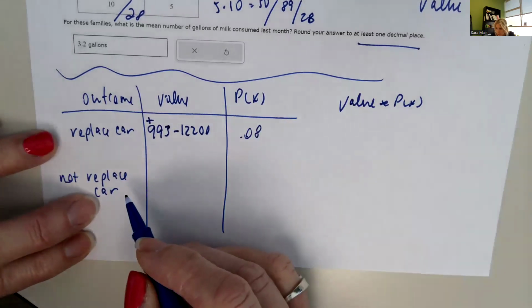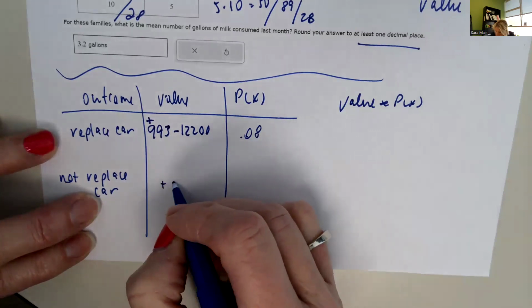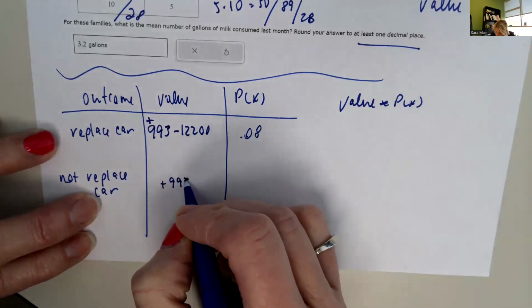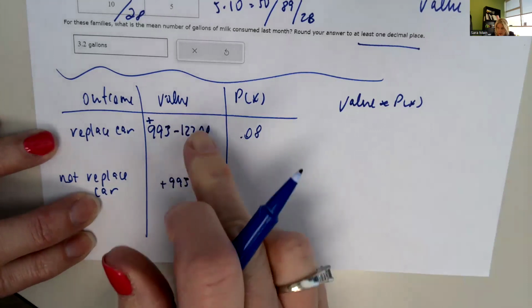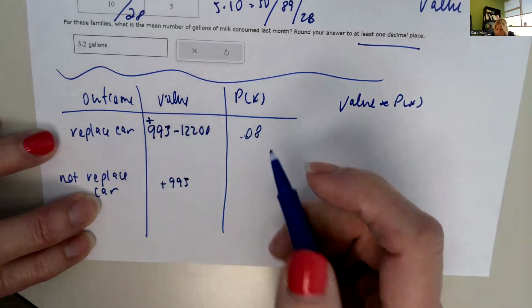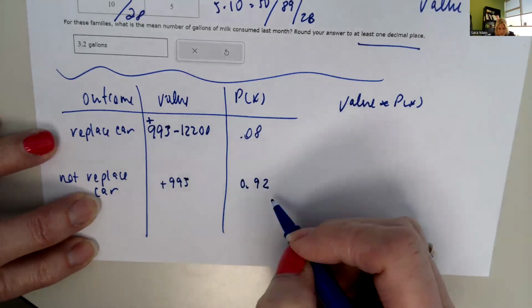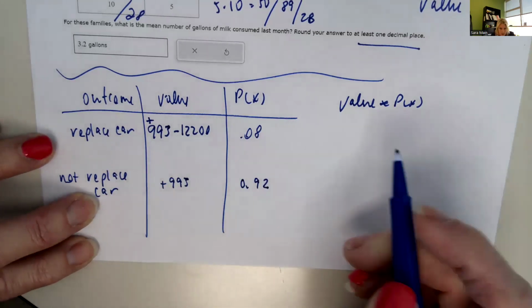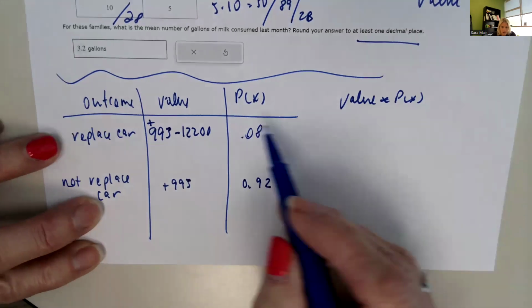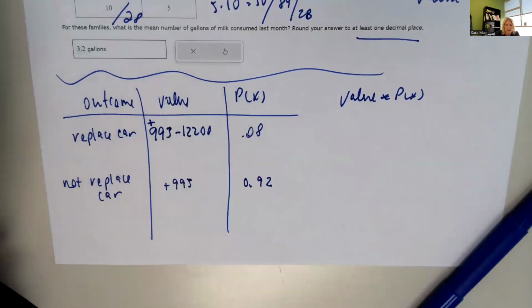And then if they don't have to replace the car, they have a profit of that 993 because they didn't have any cost of replacing the car. They didn't have to. And that likelihood is 0.92. We have to make sure that our probabilities add to 1. So we're going to multiply these two and add them together. And we're going to go to Desmos to do that work.